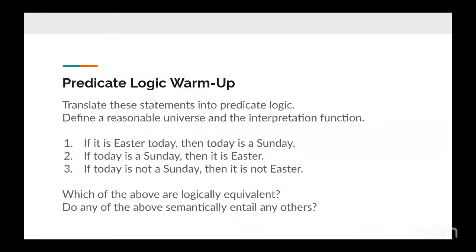Okay, so now we're going to do the same thing, but this time we're going to use predicate logic. So I think that's what you were doing before. I'll give you 30 more seconds. Let's just translate the same statements, but this time using predicate logic. And I want you to also think about what would be a reasonable universe and what's a reasonable interpretation function.